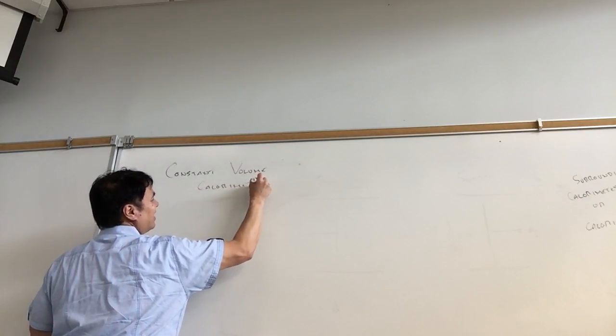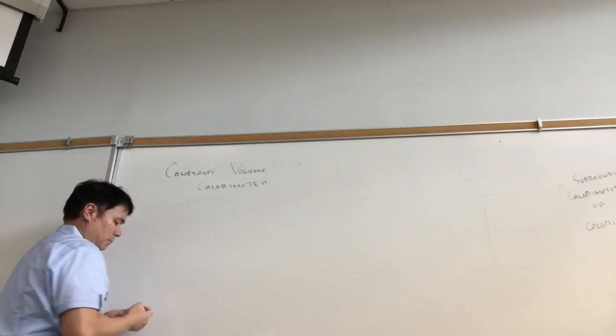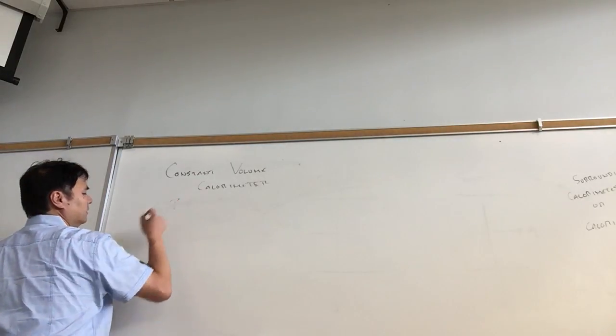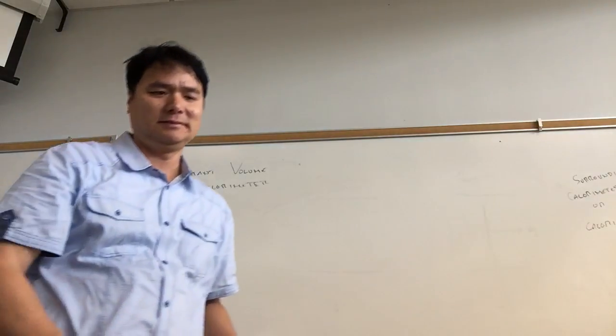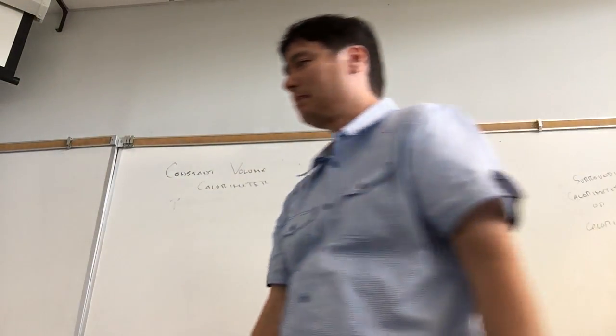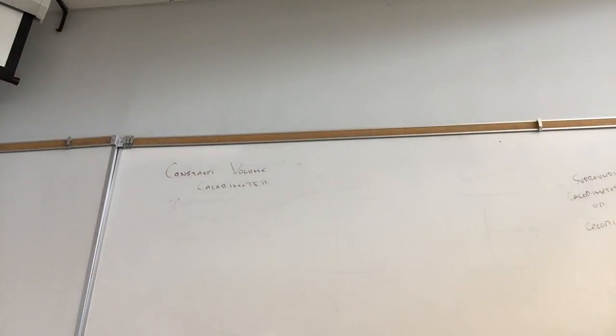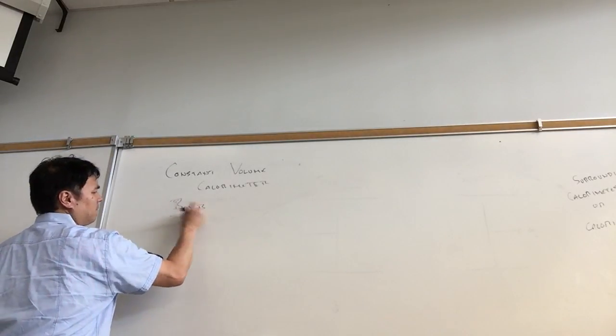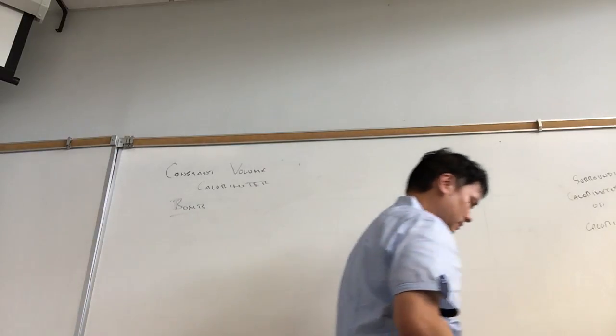The constant volume calorimeter is called a bomb calorimeter. Bomb calorimeter. And in order to maintain constant volume, it's got to be strong, right?